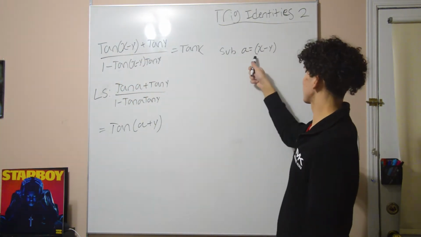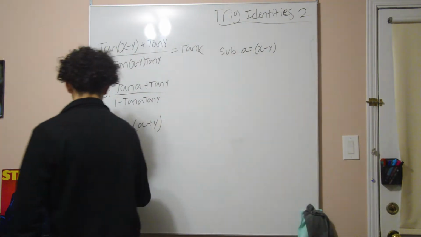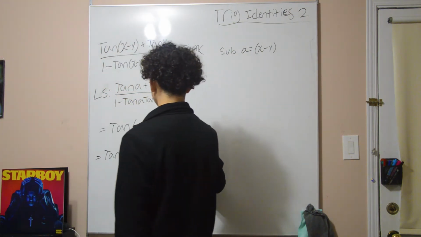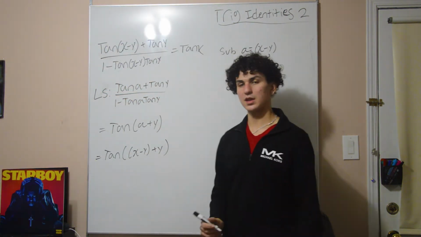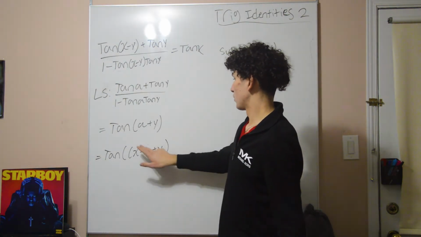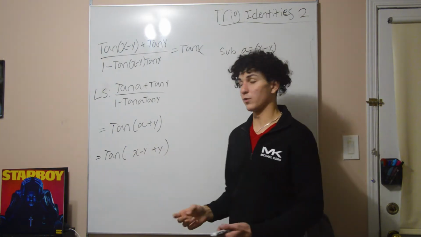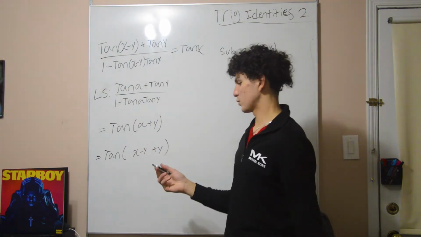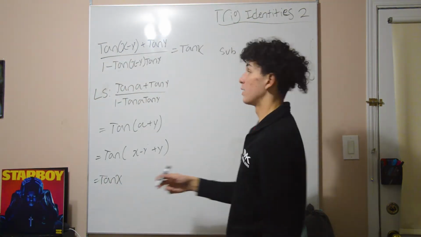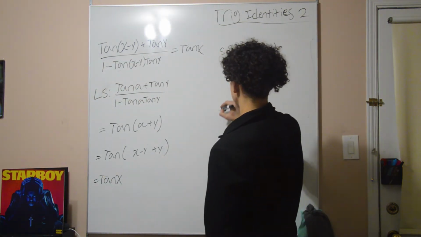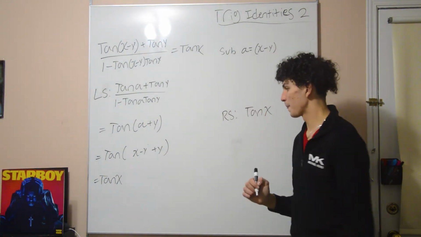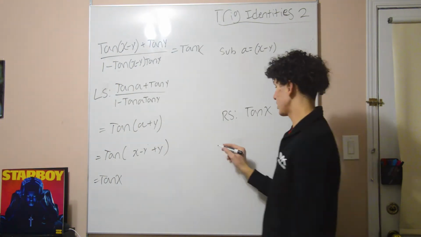And now from here, I'm just going to sub x minus y right back into it. So this becomes tan of x minus y plus y, just like that. And from here, we can simplify. Negative y plus y equals 0, so we get tan of x. Well, let's take a look at our right side now. Our right side is just tan x. They're equal, right? Yeah, they are.